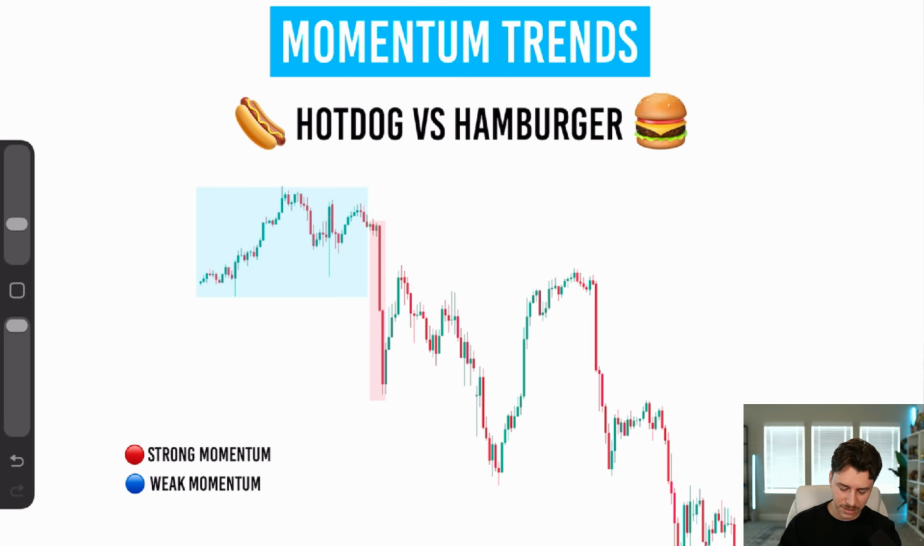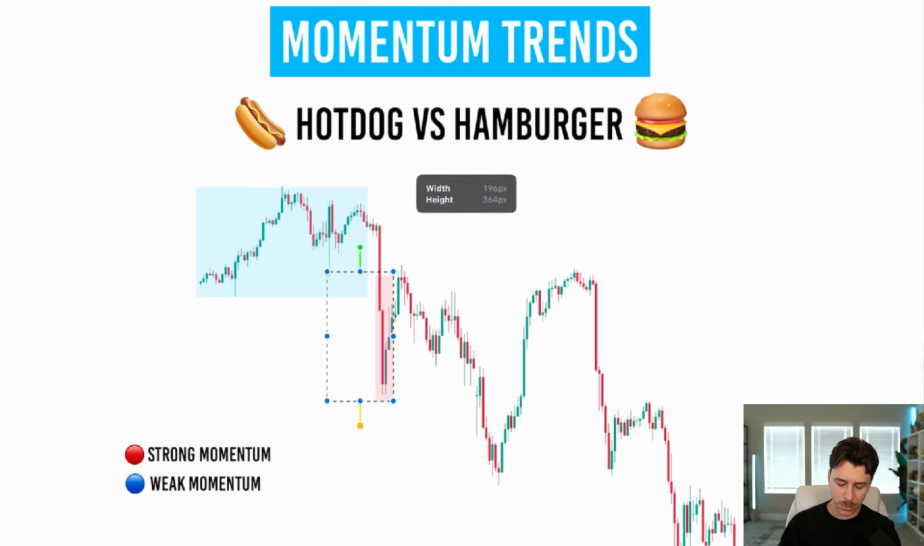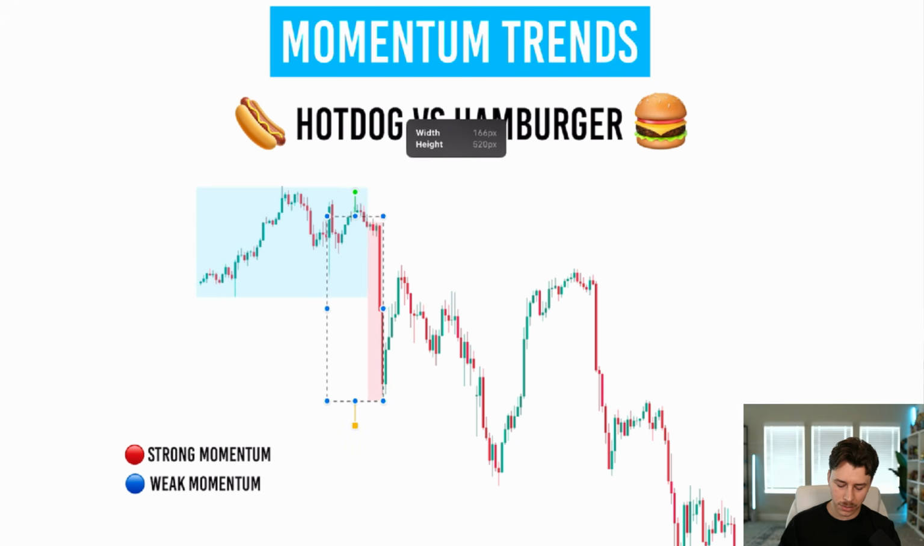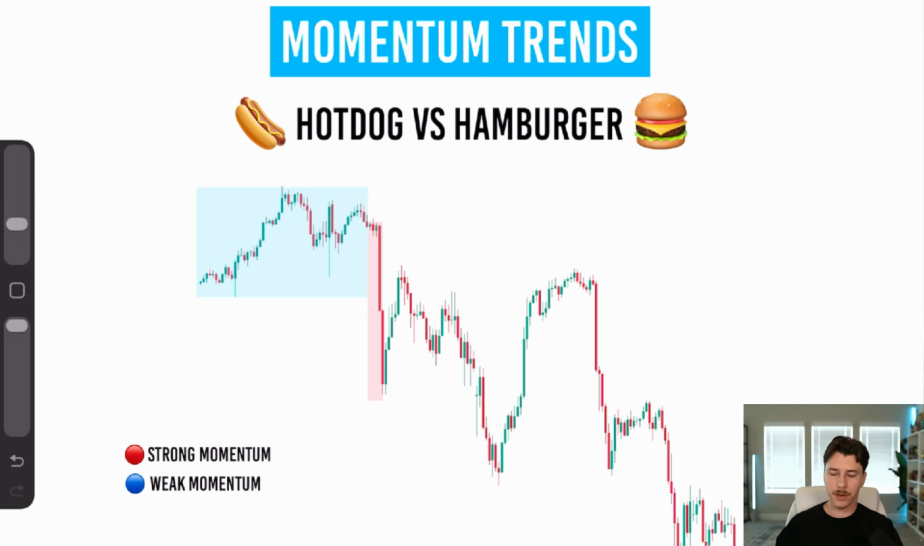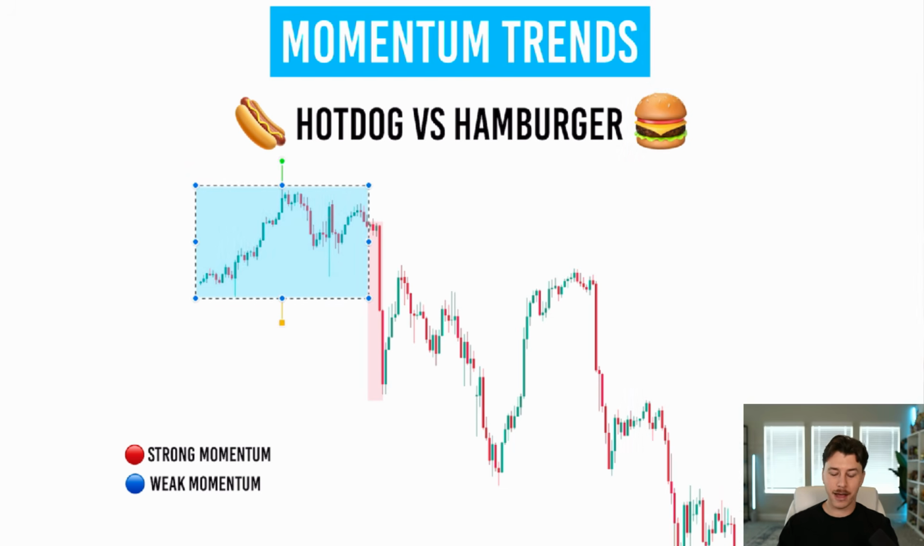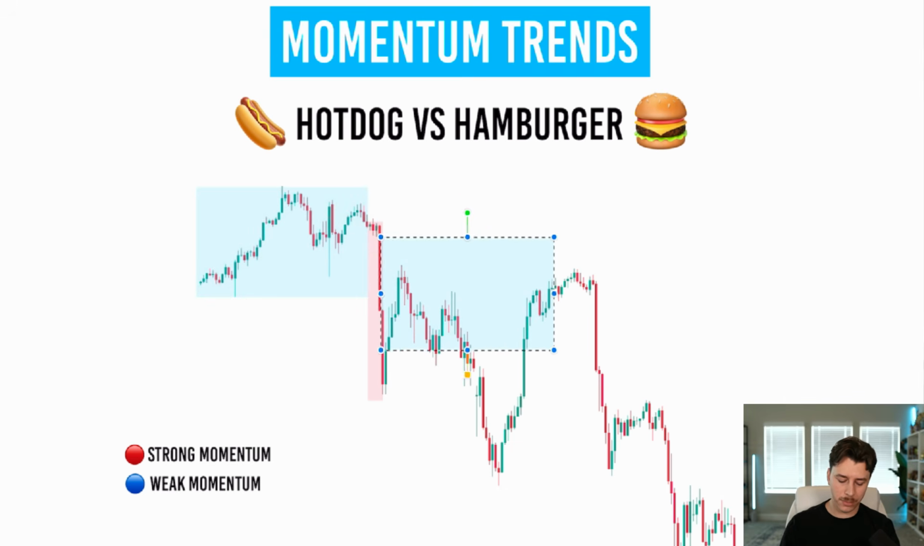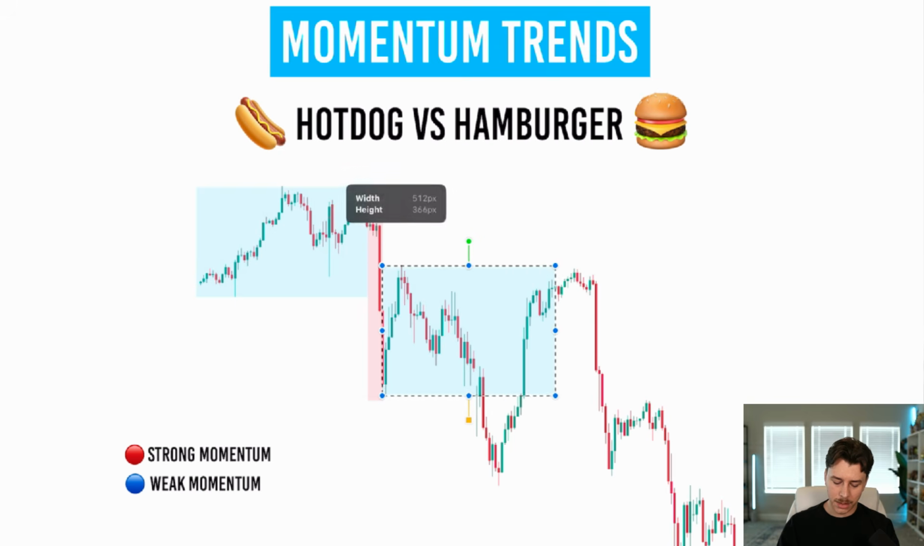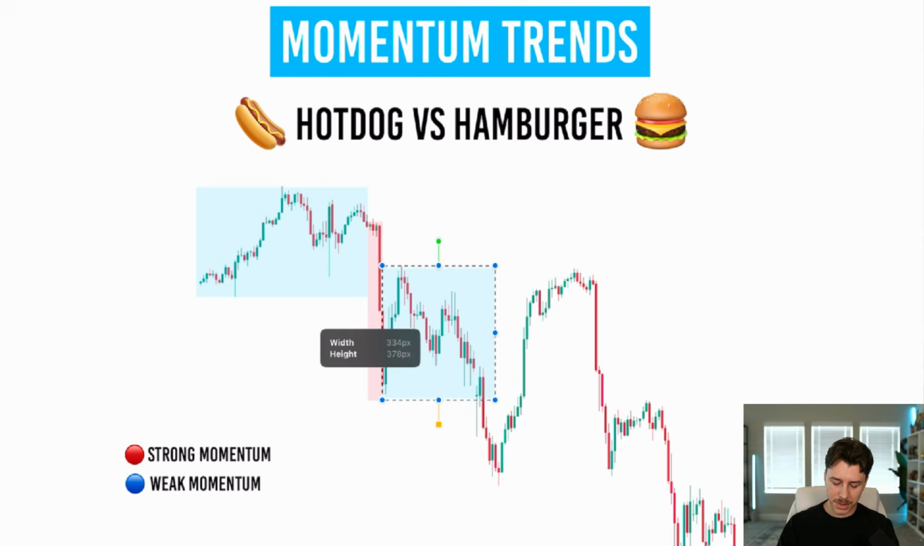You could box that in just as easily by taking your red box from the high of that range to the low, and that is how you would identify very quickly on a chart whether we have weak or strong momentum. So let's get some practice and reps in. We'll go through the rest of this chart and accurately identify whether we have a weak momentum or strong momentum move in the market. Once again, we're boxing in right now a weak momentum move.